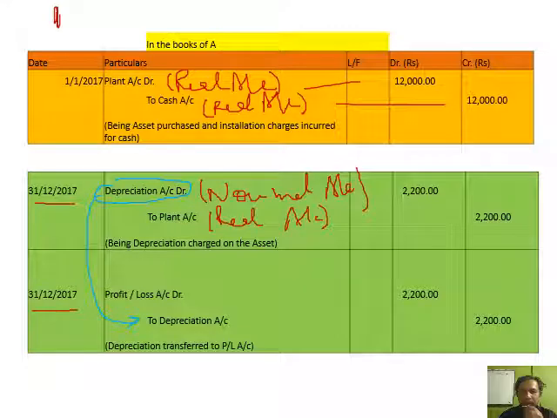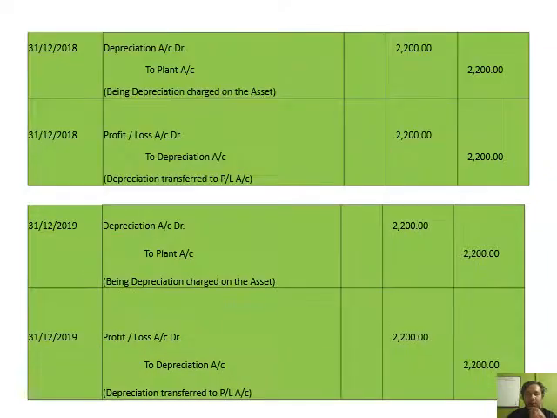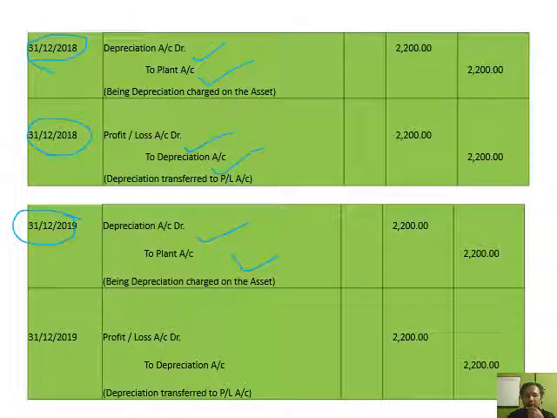Likewise, we will repeat these journal entries every year for 3 years. The next year journal entry will be on 31st of December 2018. First, depreciation account debit to plant account. Then again on that same day, profit and loss account debit to depreciation account. This is the second year. Now in the third year, 31st of December 2019, we'll pass a journal entry of depreciation account debit to plant account, and next we'll transfer the depreciation to profit and loss account, that is profit and loss account debit to depreciation account.